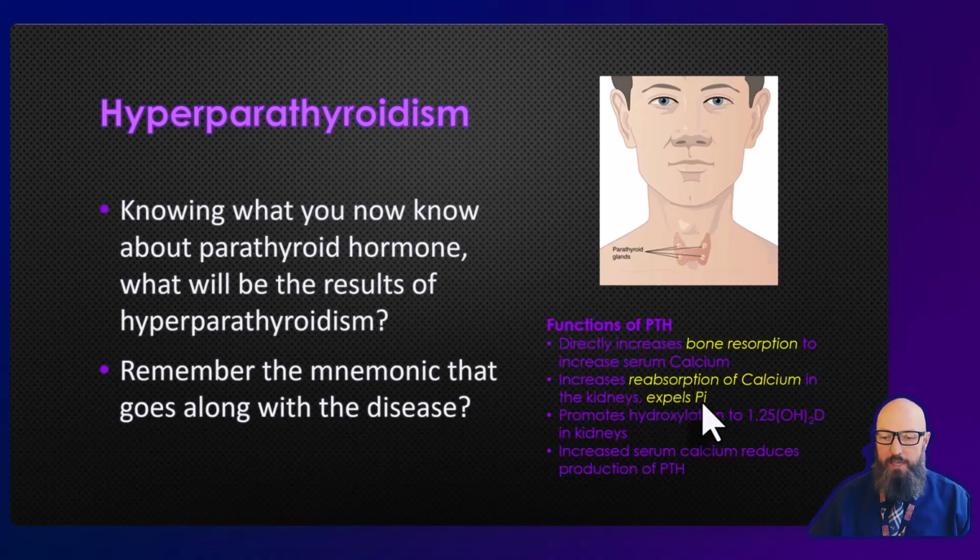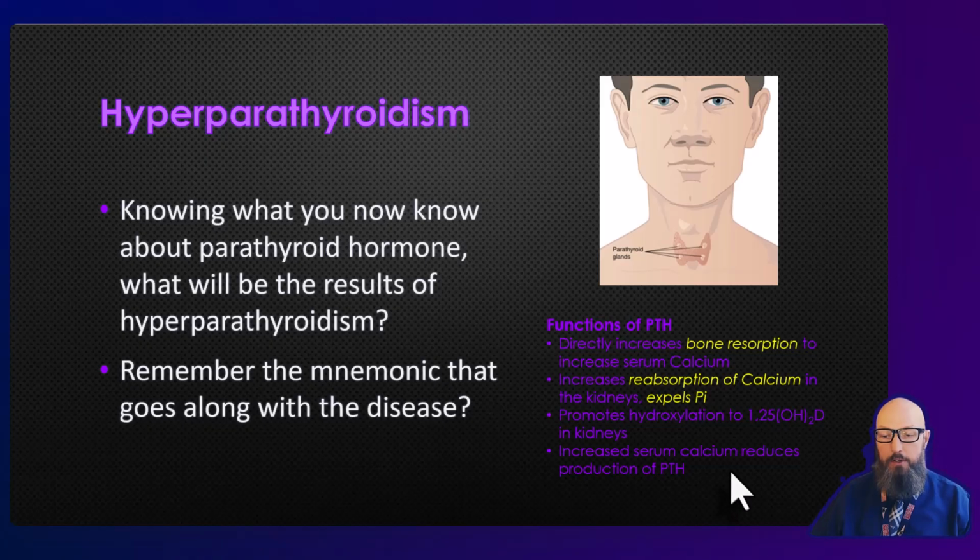And then what's going to happen to phosphate? Remember that the kidneys hold on to as much calcium as they can at the expense of phosphate. So if they're hyperactive and reabsorbing calcium, they're expelling more and more phosphate. Phosphate is actually going to be low. What else does PTH do? It promotes hydroxylation in the final step of the vitamin D pathway in the kidneys, creating the active form of vitamin D.